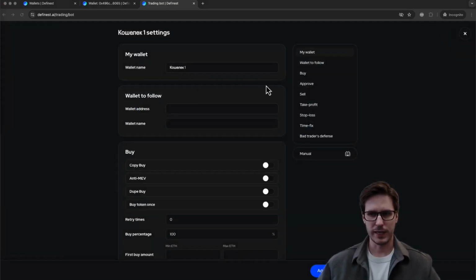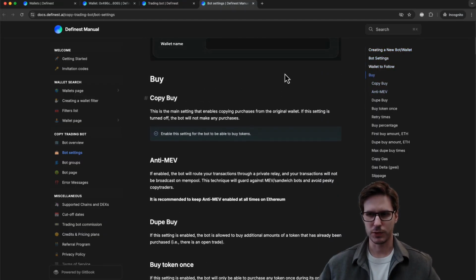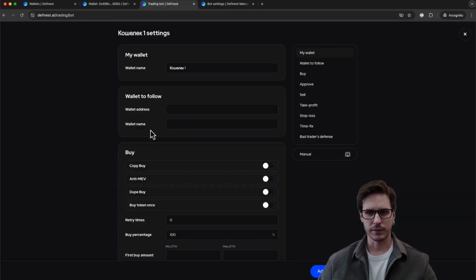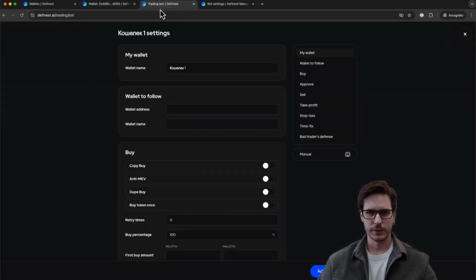Click Next and we get to the bot settings page. Here we have navigation and a guide where you can familiarize yourself with all the fields. Everything is written in quite detailed English. In this block, we specify the wallet address we will follow. For example, I'll take this wallet. But this is not an investment recommendation. I did not study it carefully and do not recommend anyone to repeat it.